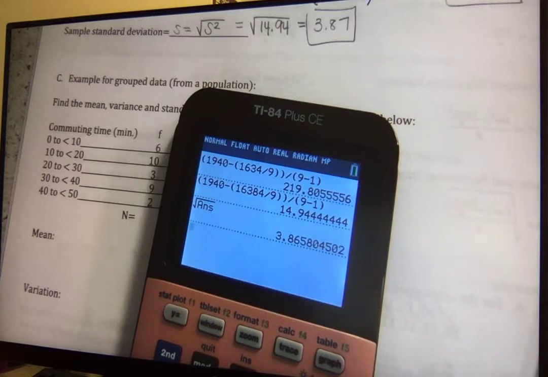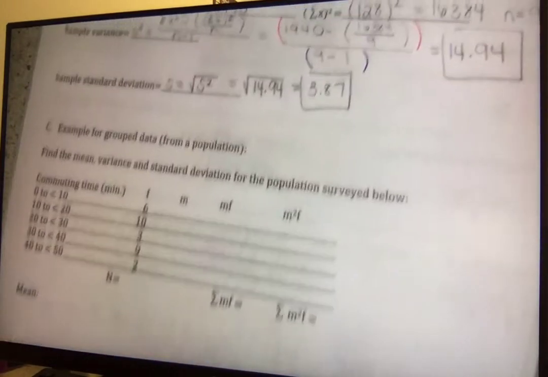So we're going to do the same concept for the next example. Before going there, how can I help you?